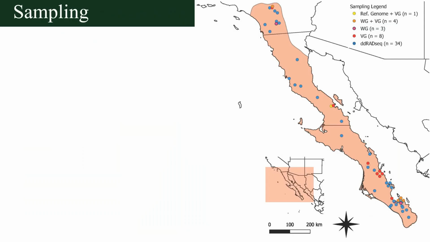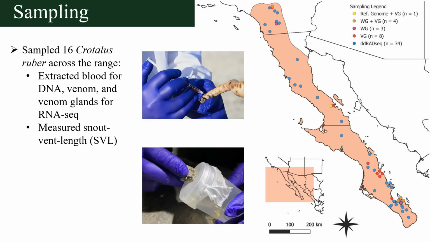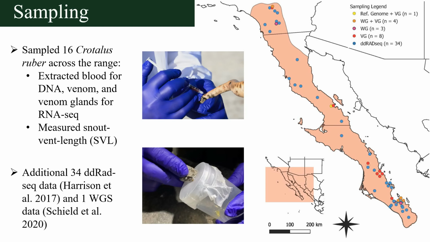So we sampled Crotalus ruber throughout its range. We sampled 16 individuals, and we extracted blood for DNA, venom, and venom glands for transcriptome analyses, RNA-seq. And we measured each snake from the snout-vent length. We also downloaded additional genomic data from previous studies. We started by generating a reference genome of Crotalus ruber using one of the individuals we sampled.